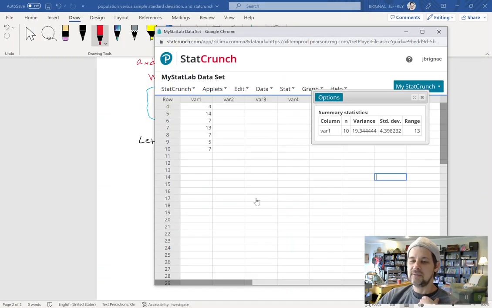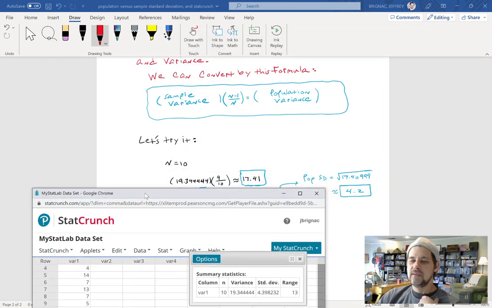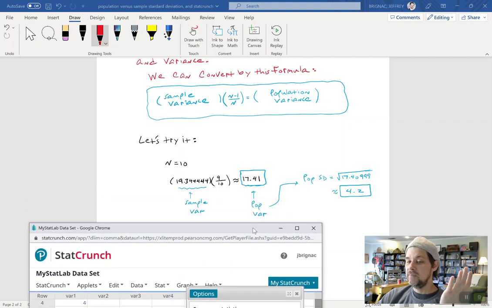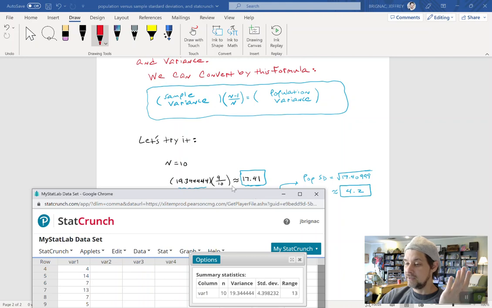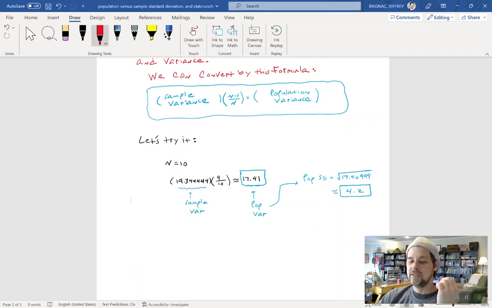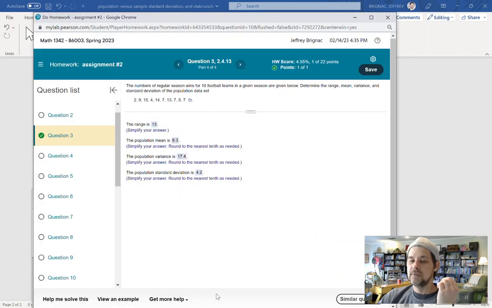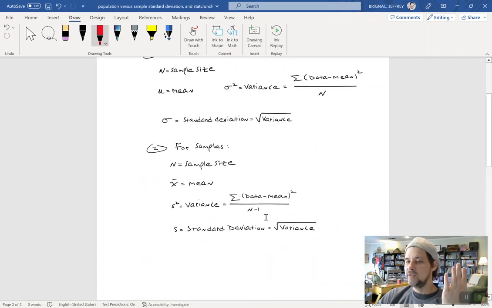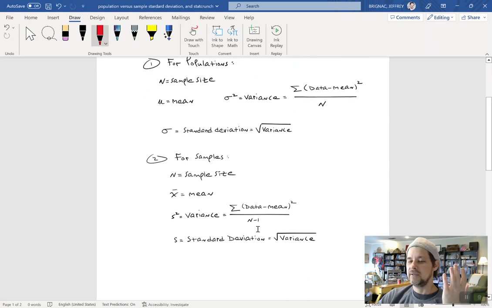Let me see if I can get this all on the screen. If you take the sample variance, there it is, right there, 19.344444, times n minus 1 over n, where n is 10 here, so that would make it times 9 over 10. You'll get 17.41. So that will be the population variance, 17.41. Now, when I go back to the question, I put 17.4 because it says round to the nearest tenth.